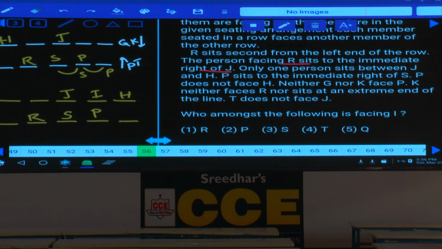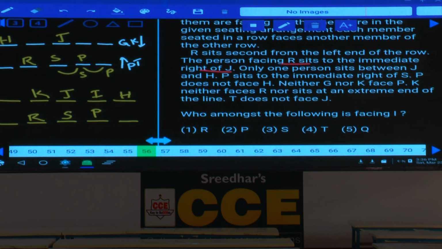K neither faces R nor sits at any extreme ends of the line. Hence, where should this K be? K cannot be at this place. T does not face J. Hence, whatever this T is, T is not facing J.